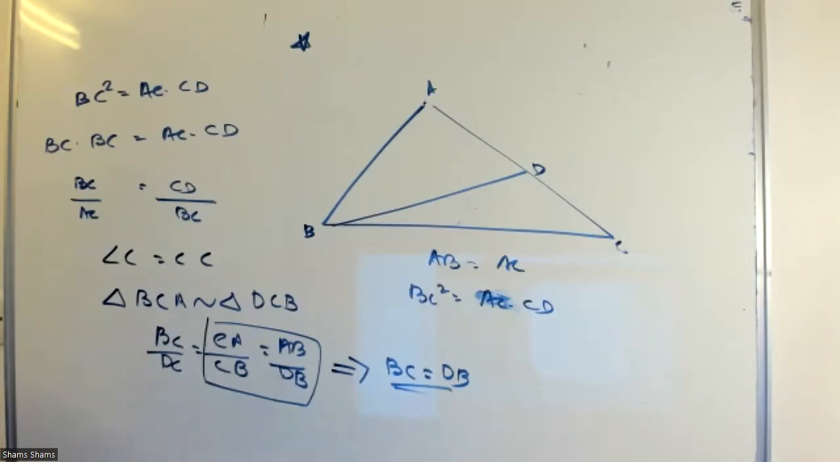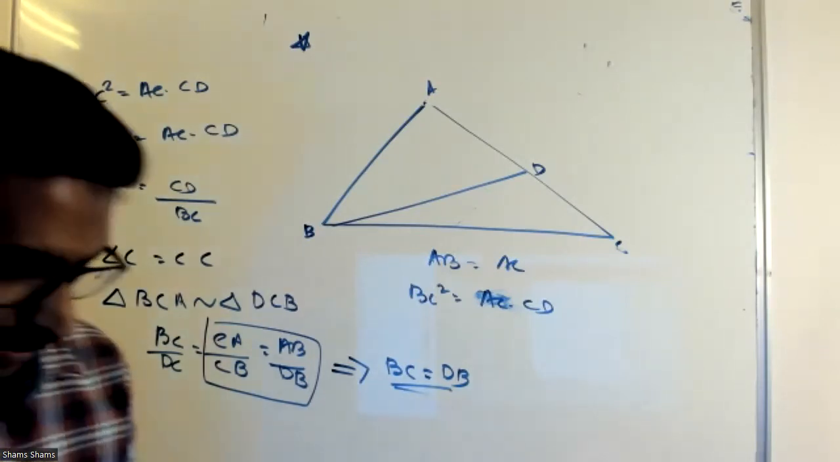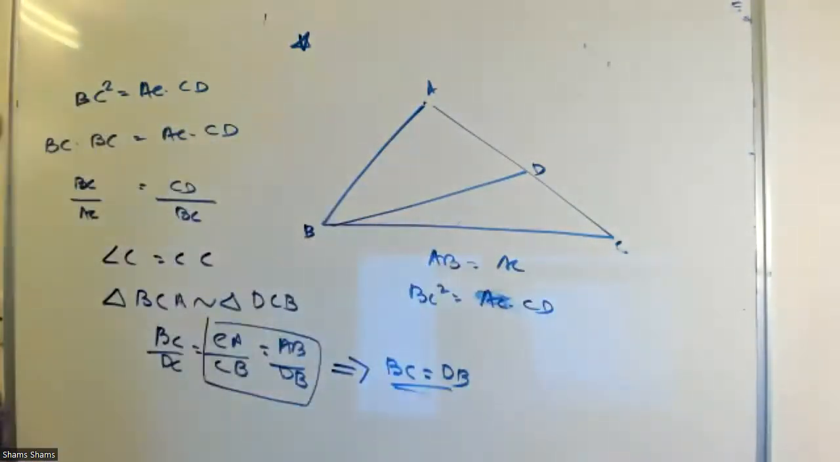Then angle C equal to angle C, common. Therefore, triangle BCA is similar to triangle DCB. Okay, SAS similarity.